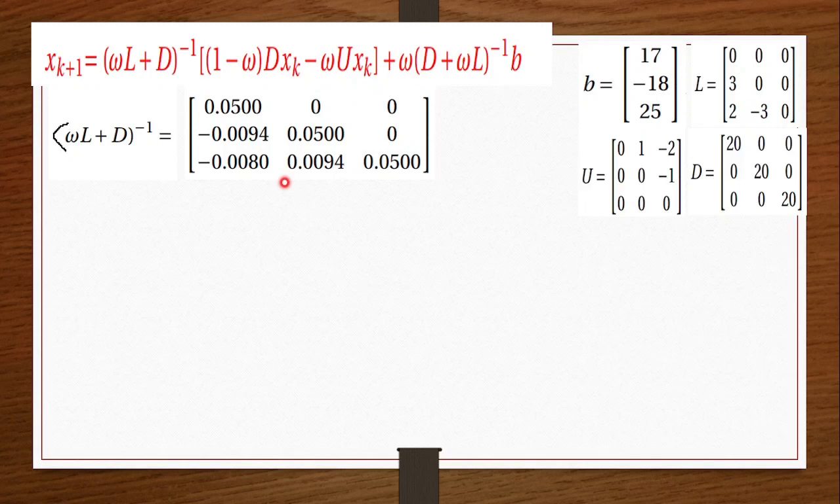Back over here, I'm going to put my values over there. As you can see, I've equated omega L plus D all inverse to the value we had on the calculator. Next up, we find the one in the square braces over here: 1 minus omega times D x0 minus omega U x0. Remember that we are using k equals 0. That's why we have the x0. And we know that x0 is actually equal to 1. That's the initial value, if you remember. So now let's find 1 minus omega times D x0 minus omega U x0.